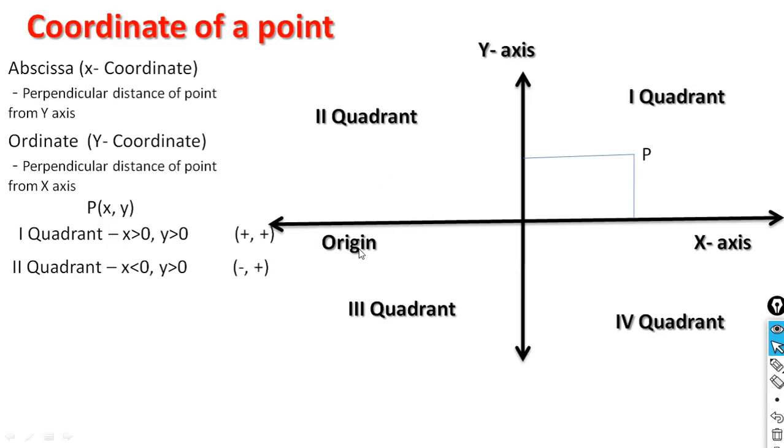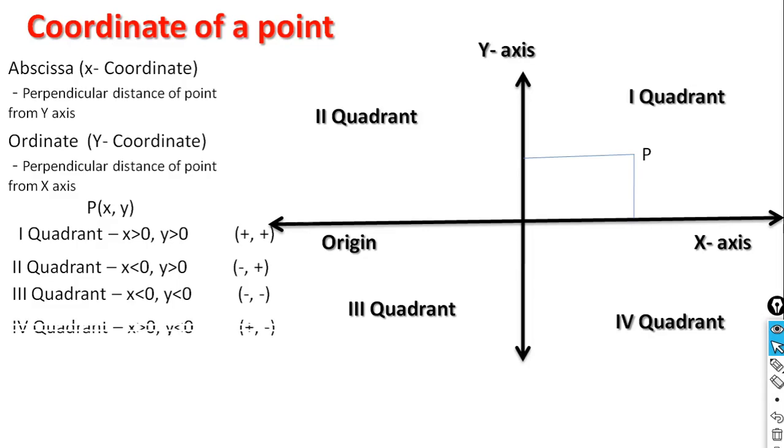In the third quadrant, x will be negative and y will be negative. So in the third quadrant, both x and y, abscissa and ordinate, are negative. While in the fourth quadrant, our movement is to the right, which means x is positive, and in the downward direction, which means y is negative.